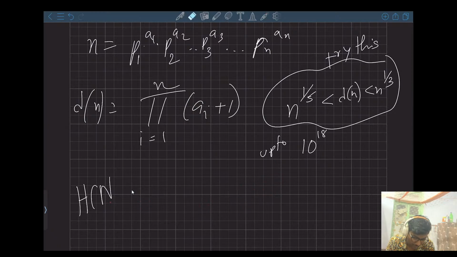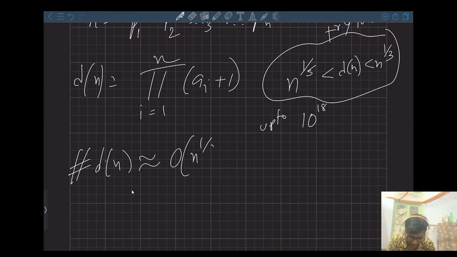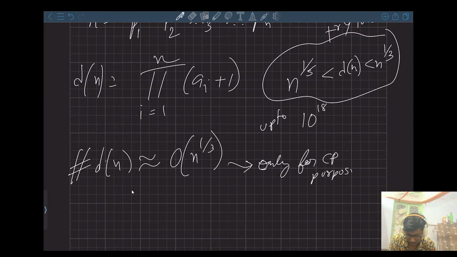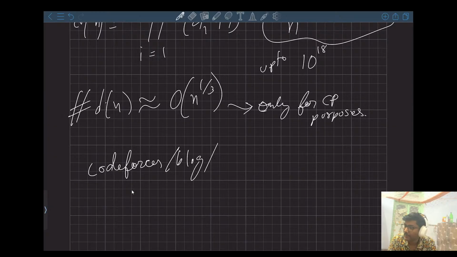So you may get some outliers, but usually you can say that the number of divisors d(n) is approximately order of n to the power 1 by 3, only for CP purposes, competitive coding purposes. There is a Codeforces blog. The entry is 651. This is in Russian, so translate it to English.